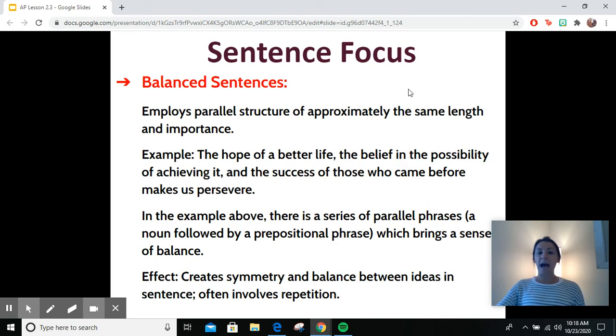And finally, a balanced sentence employs parallel structure of approximately the same length and importance. For the effect of balanced sentences, I want you to think about parallelism. It creates symmetry and balance between ideas and sentences. It often involves repetition. It often is like a list of things that the author is trying to convey.